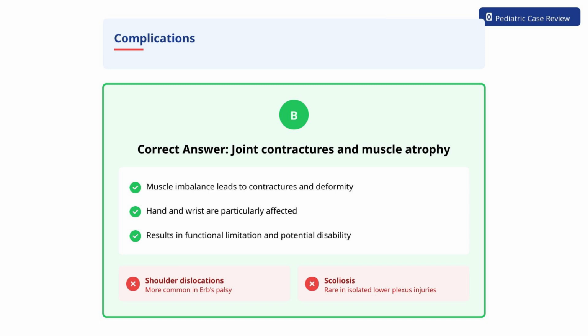Without proper management, the muscle imbalance in Klumpke's palsy leads to contractures and deformity, particularly affecting the hand and wrist. This results in significant functional limitation and potential long-term disability. Shoulder dislocations are more common in Erb's palsy, while scoliosis is rare in isolated lower plexus injuries. Complete spontaneous recovery is unlikely in untreated cases.